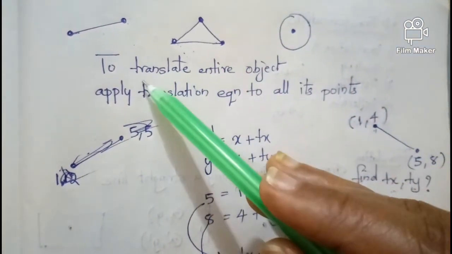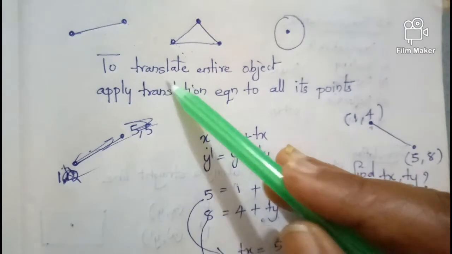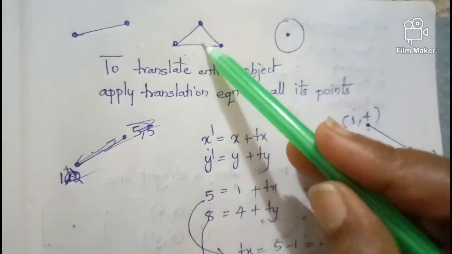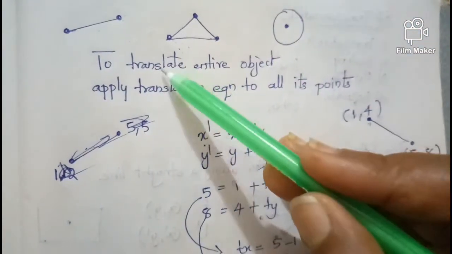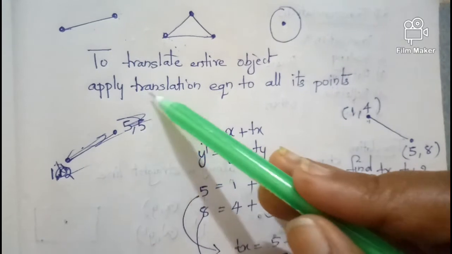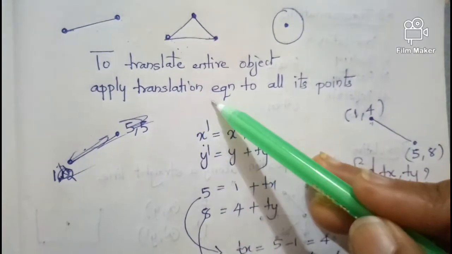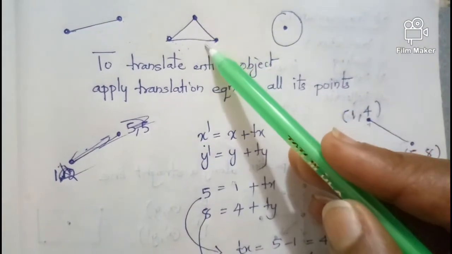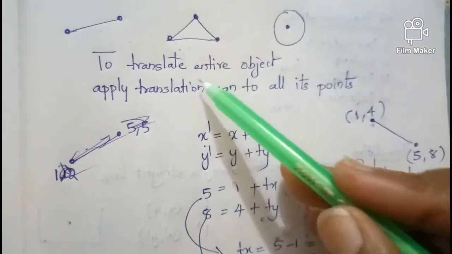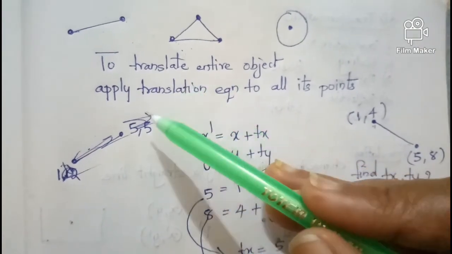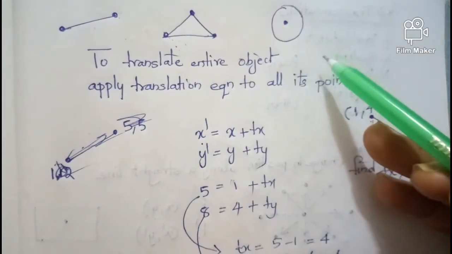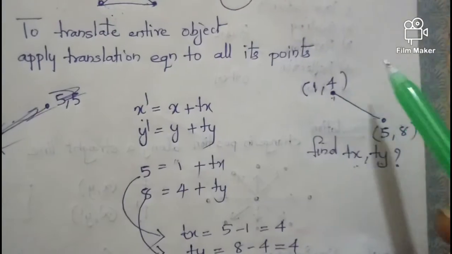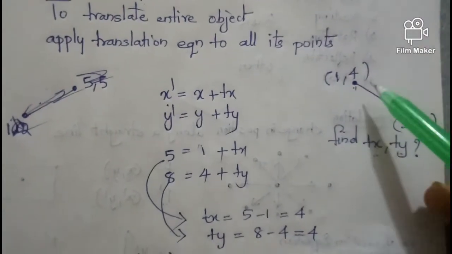So in short, what I wish to say is, to translate an entire object, it can either be a circle or a triangle or a line or any object, you have to apply the translation equation to all its points. How many points does the object have? To each of those points you have to apply translation. Only then will the entire object be moved to a new position. Okay. So now with the help of an example, let us see how you can do it.